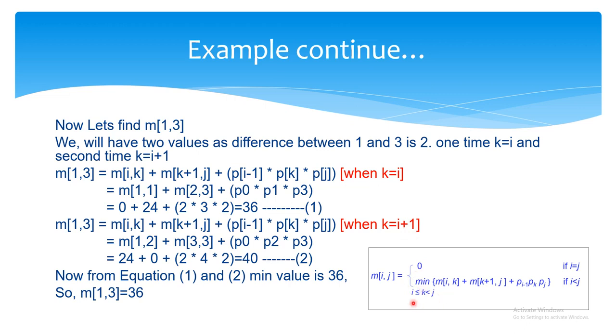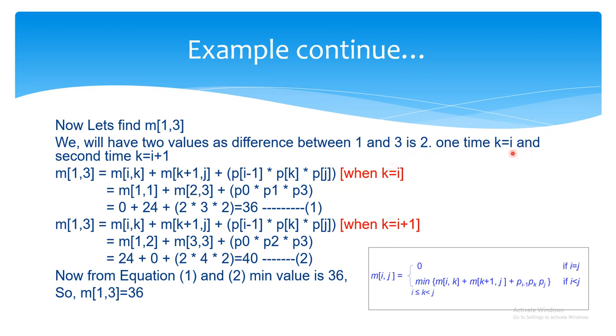Why are we doing this? Because of this condition: we have to consider the value of k starting from i, so i is less than or equal to k, less than j. So if the difference is 2, you will have this kind of two different equations. So if you have to calculate m1 comma 3, the difference between them is 2.